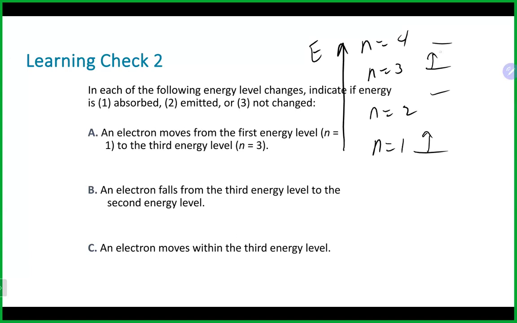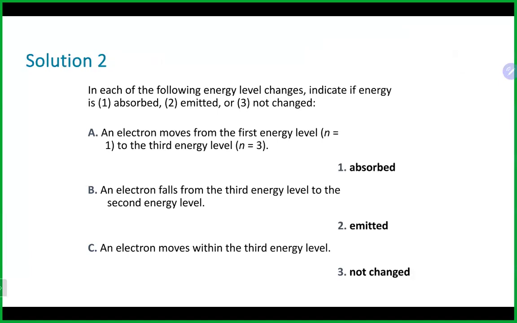Electron falls from the third energy level to the second. That's going to be a release, basically exothermic, right? Going to release that energy. An electron moves within the same energy level. No change, right? Because again, we only see the change as it transitions from one energy level to the next in this case. Any questions on that there?